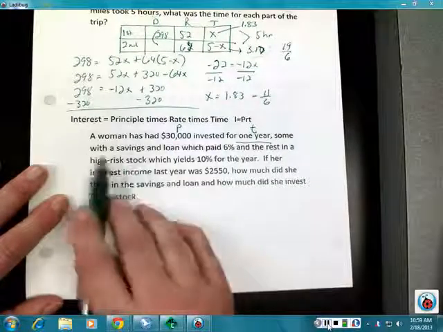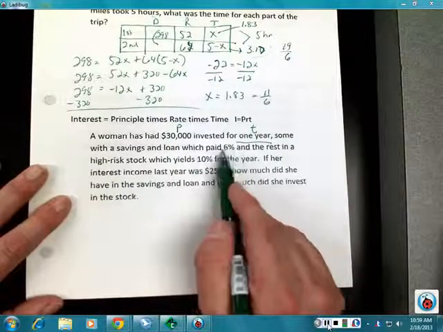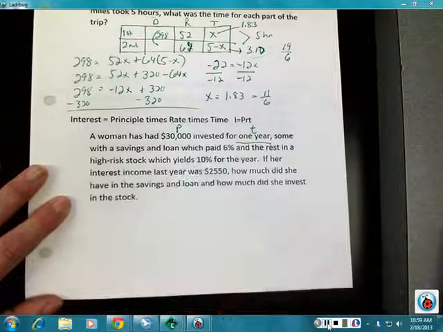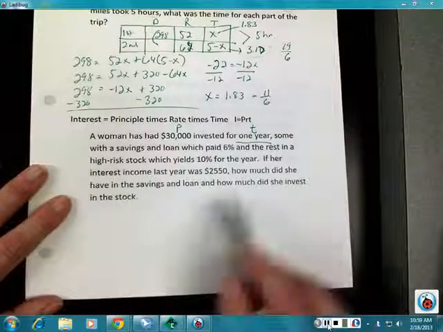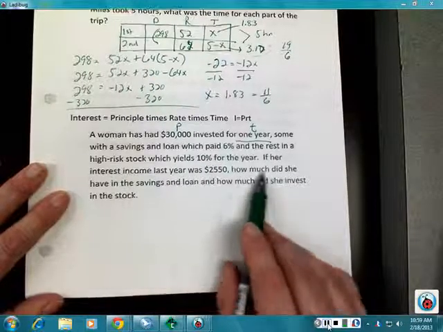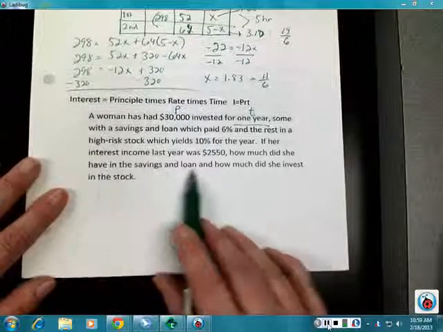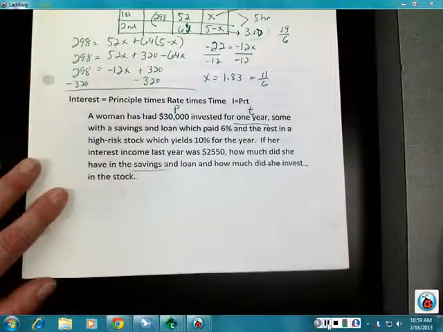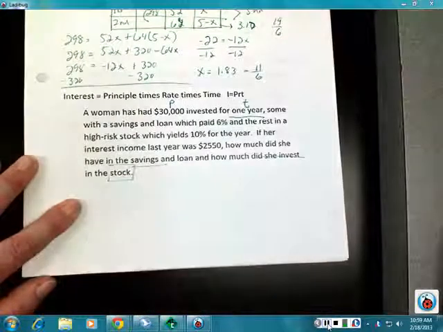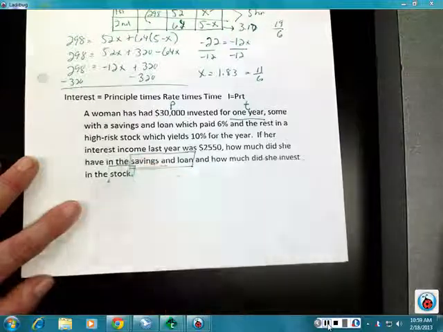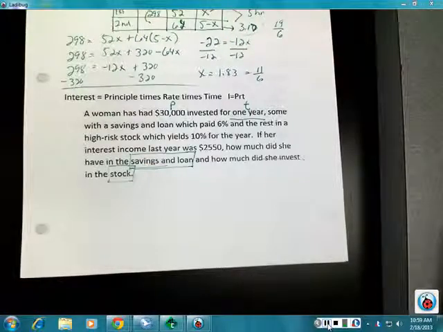Okay. Some with a savings and loan which pays 6%, and the rest at a high risk stock that pays 10% for the year. If her interest income last year was this amount, how much did she have in the savings and loan, and how much did she invest in the stocks? So we know we have stocks, we have savings and loan. So what do I know about those two pieces? Is there anything?